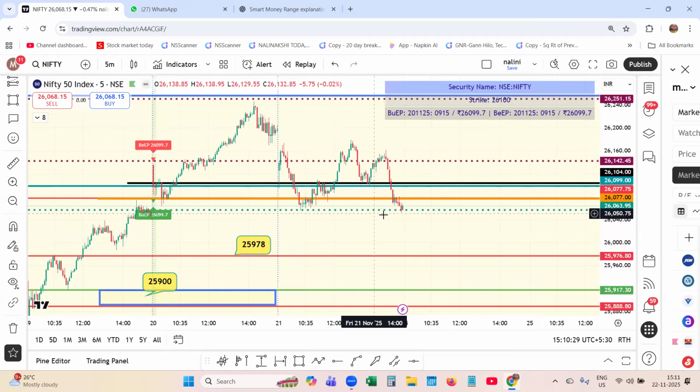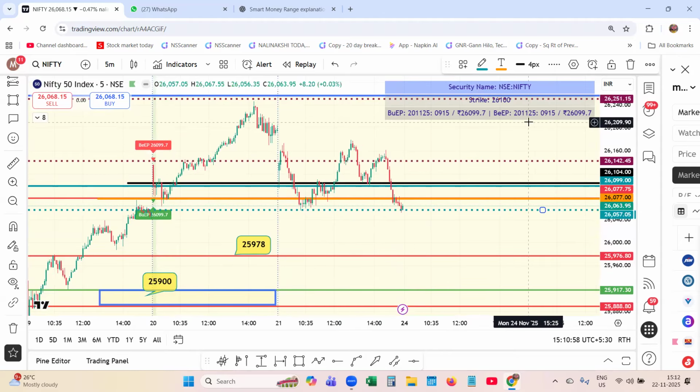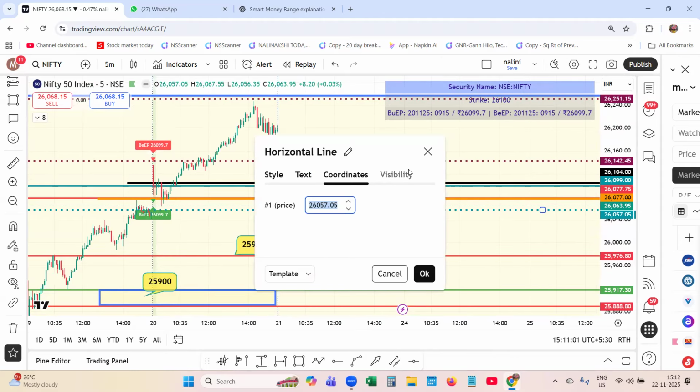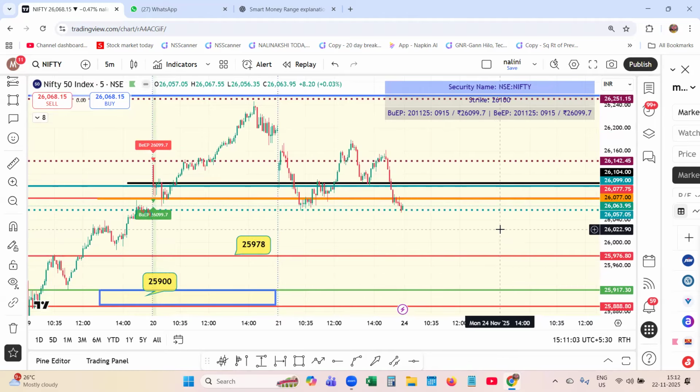This is the level. So when the market broke down, it tried to move higher, and then here around this level, this is the intraday level. At 26,000, on the 5 minute chart, when we went there, we got this level. So what is this level? Coordinate 26,057. We got all those levels and we have marked.